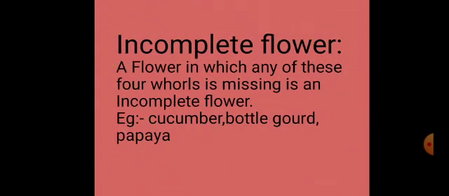A flower in which any of these four parts, calyx, corolla, androecium or gynoecium, is missing is an incomplete flower. For example, cucumber, bottle gourd and papaya are examples of incomplete flowers. Generally in these flowers, either the stamen or the pistil is present. So there are two types of flowers: complete flowers and incomplete flowers.